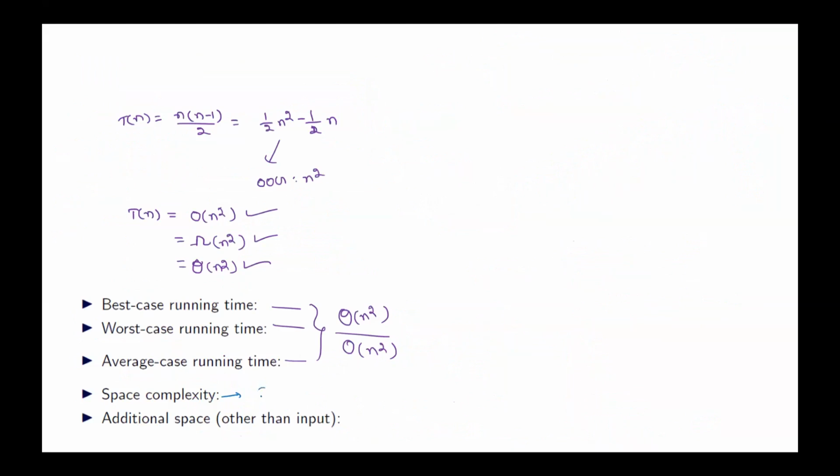Order of n, sir. Big O of n, or what are the other answers? If we want, we can write theta of n also, big omega of n also. All are correct. What is the additional space it requires? Constant. Big O of 1 or theta of 1 we can write. That means, is this algorithm in place?